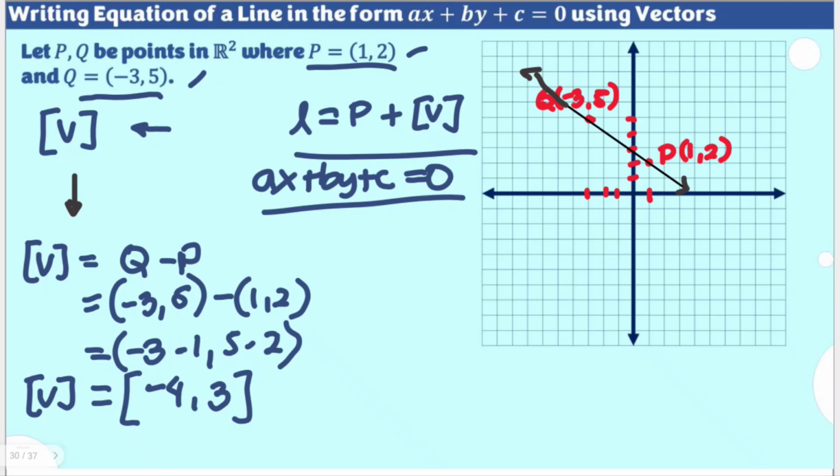In short, if you're going to stick with this form, you can write the equation of this line using P. Let's use P. P is (1, 2), plus your direction vector <-4, 3>. That is with the use of this. But then again, our goal for this video is in the form Ax plus By plus C. So what should be done here?